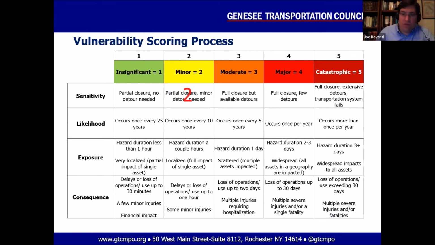So, just for example, you might have a hazard or an asset where it's ranked number 2 on sensitivity, number 3 in likelihood, number 4 in exposure, number 3 in consequence. And this is a way we have to balance out what the impacts of hazards are going to be on individual assets. And so you'd have a final score of 12, but again, for different reasons. And every asset is going to be a little bit different in terms of how it ranks in this process.